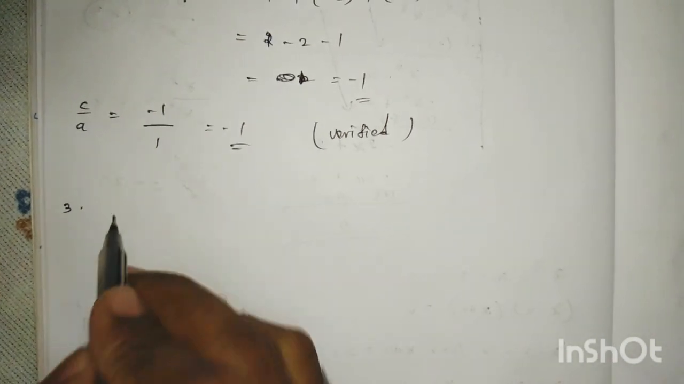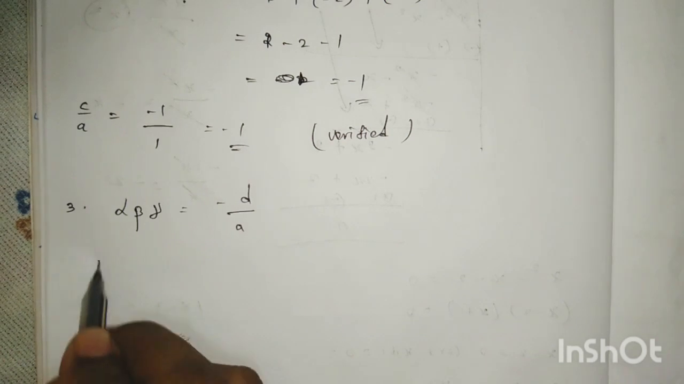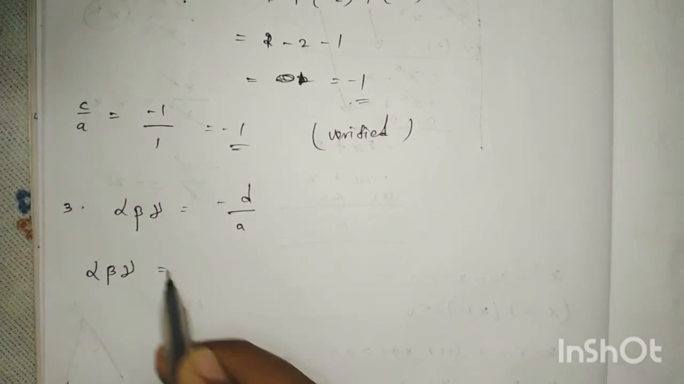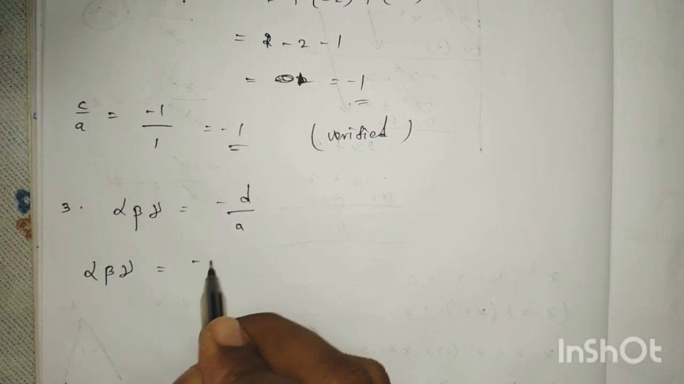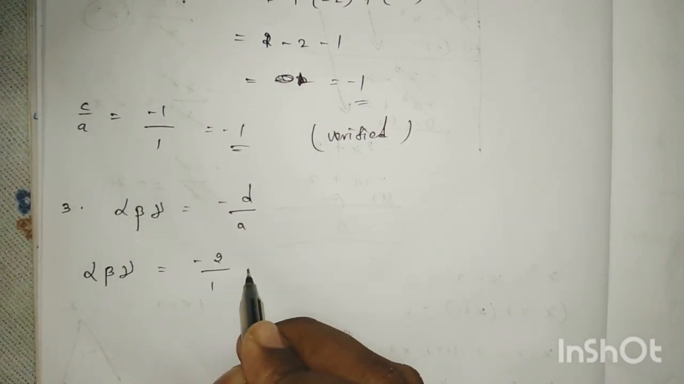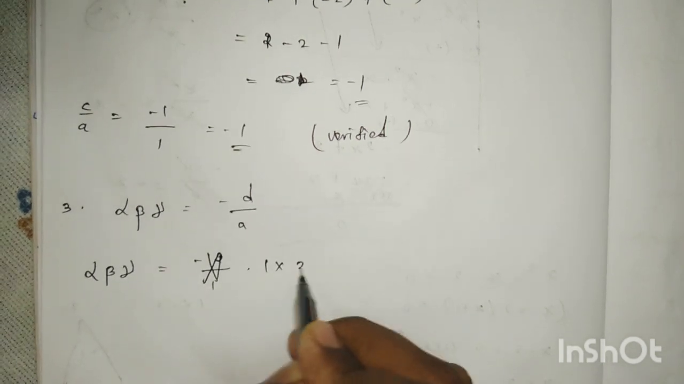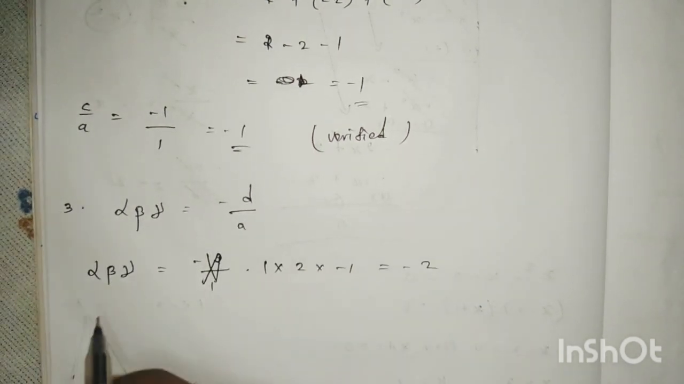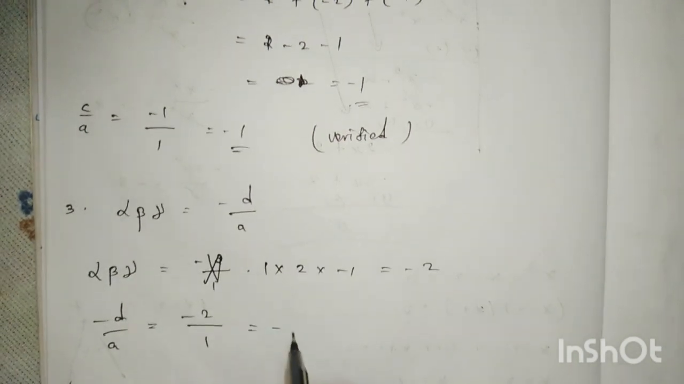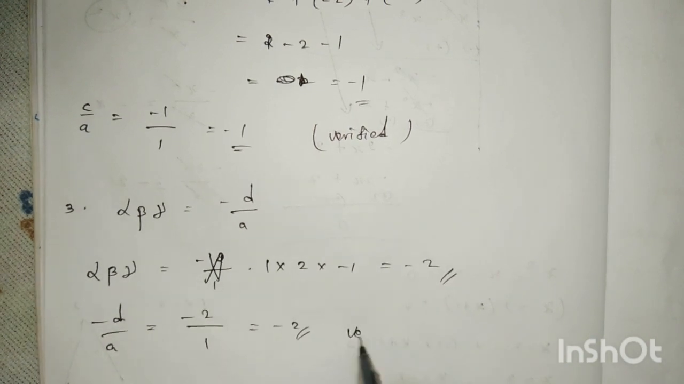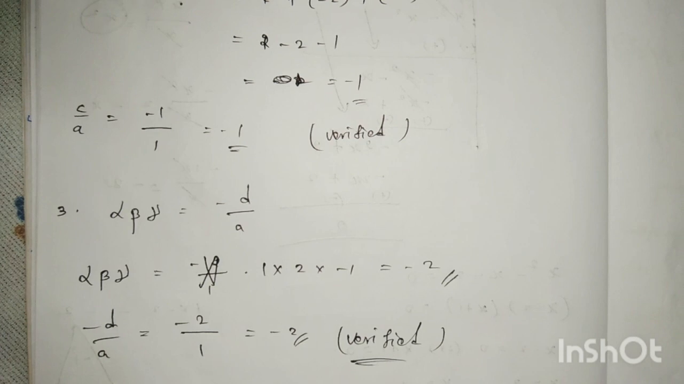Next, the third condition, product of the zeros. This is very easy for us. What is it? Alpha beta gamma is equal to minus D by A. So take the left hand side, alpha beta gamma. What is the alpha beta gamma value? 1 into 2 into minus 1, which is equal to minus 2. Next, minus D by A. D value is 2, so minus 2 by 1, that is minus 2. So both are minus 2, verified. Right? Clear? All clear?